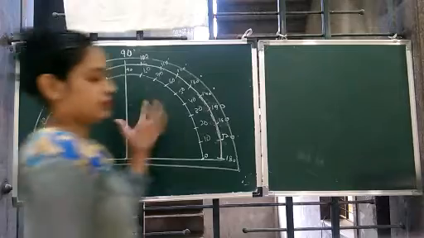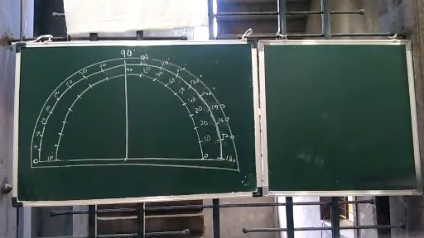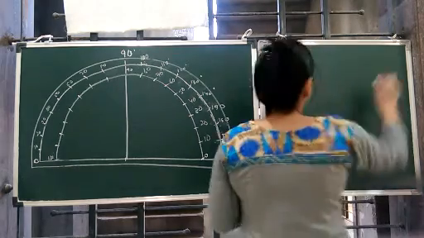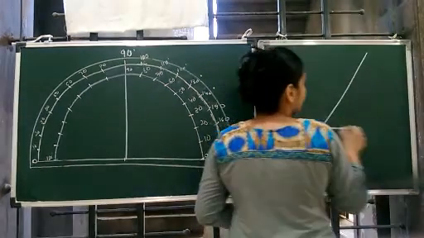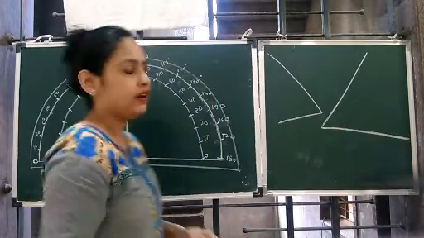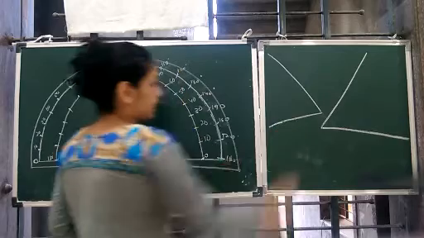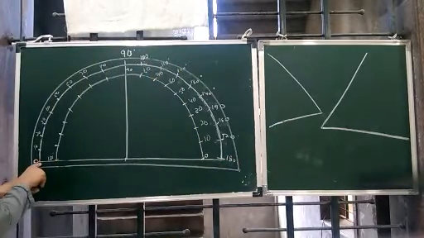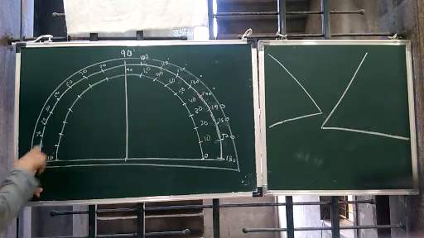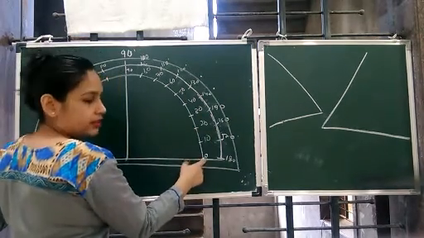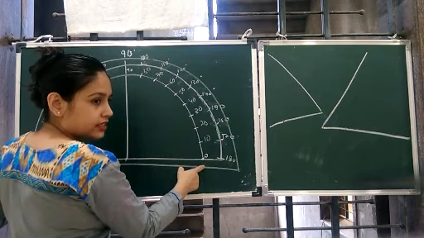Now why is this so? Why does it have two scales? Very simple. It has two scales to measure the angles which are facing both sides. If an angle is facing right side or an angle is facing left side, if an angle is facing left side, then you use the left scale. And if an angle is facing right side, you use the right scale. Right means right measurement, right scale.